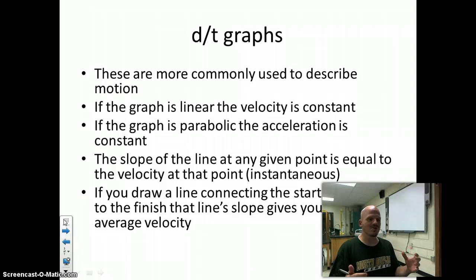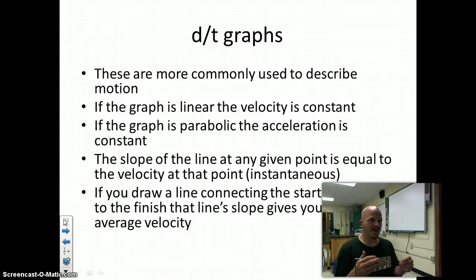So, looking at DT graphs, there's some things that the graph can automatically tell us. The first is if it's linear, so the whole graph is a straight line, the velocity is constant. It does not change. So think about this, and later on I'll point this out again. Slope is velocity for a DT graph. So if the line is straight, slope's not changing, velocity's not changing.